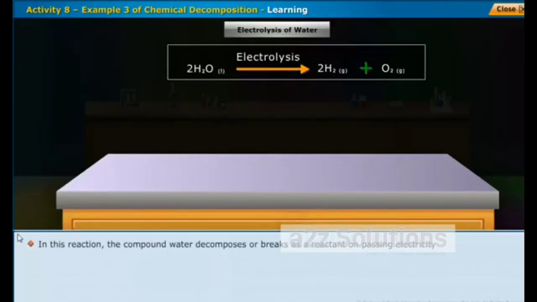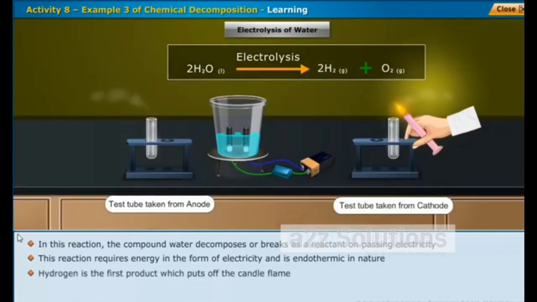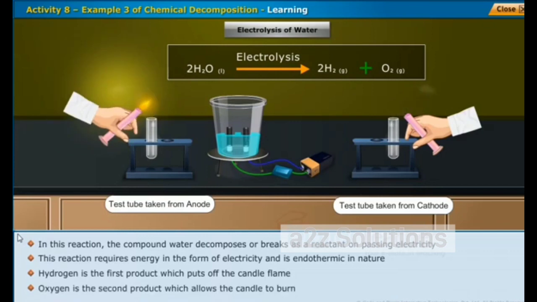In this reaction, the compound water decomposes or breaks as a reactant on passing electricity. The reaction requires energy in the form of electricity and is endothermic in nature. Hydrogen is the first product which puts off the candle flame. Oxygen is the second product which allows the candle to burn. Let us learn about another example of chemical decomposition reaction.